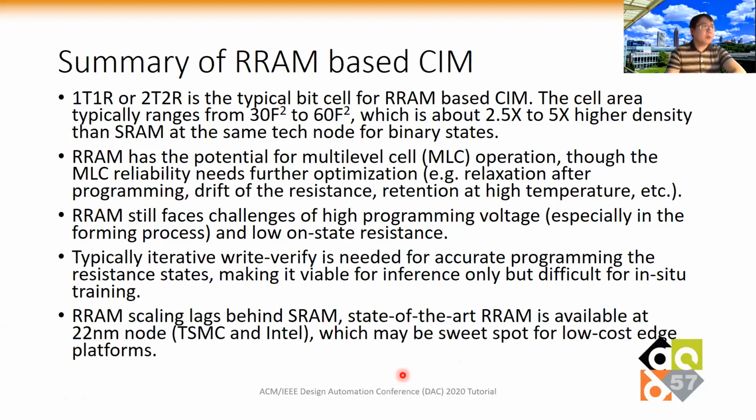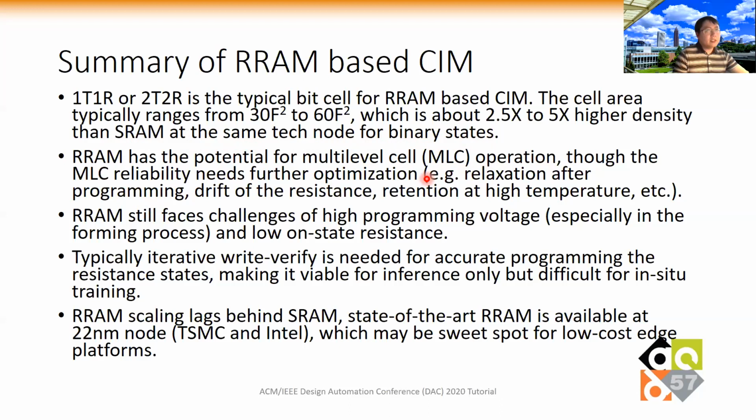All right, so let's summarize the RRAM-based design. Typically people will use 1T1R or 2T2R, and the cell area typically ranges from 30F squared to 60F squared. So this is about 2.5 times to 5 times higher density than SRAM at the same technology node for binary states. If the RRAM can store multiple states, then the density advantage will be even larger at the same technology node. So this is what I described here.